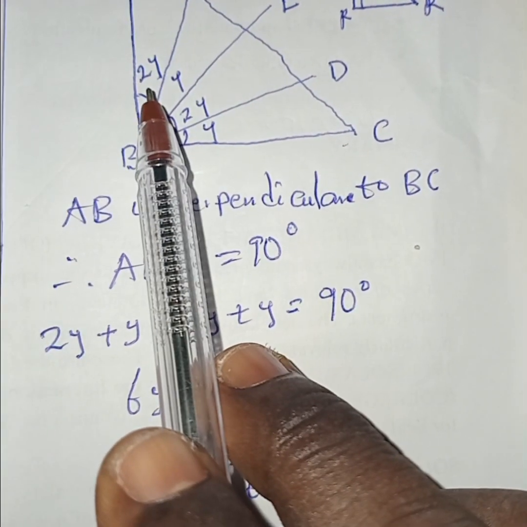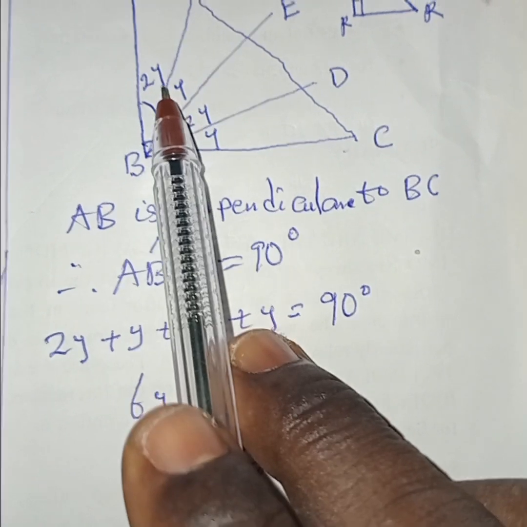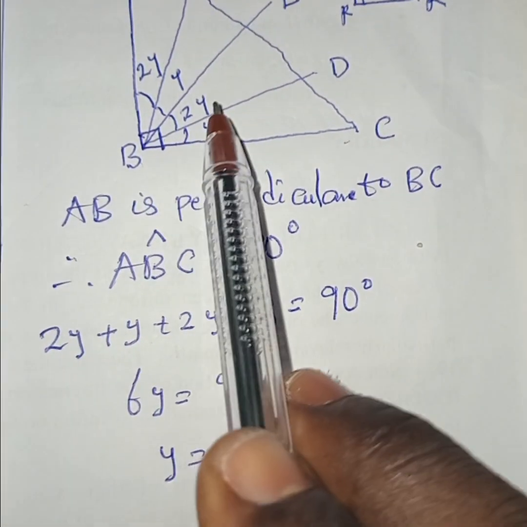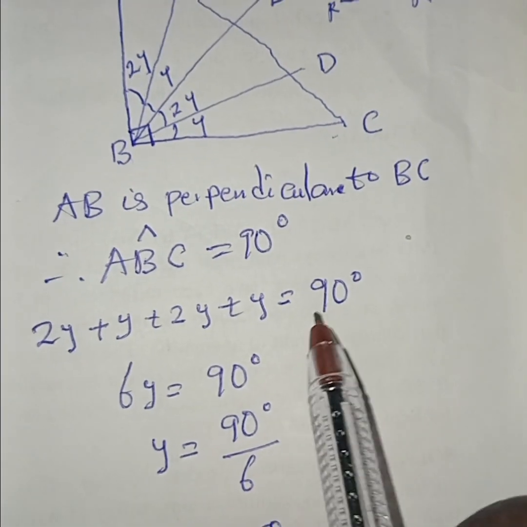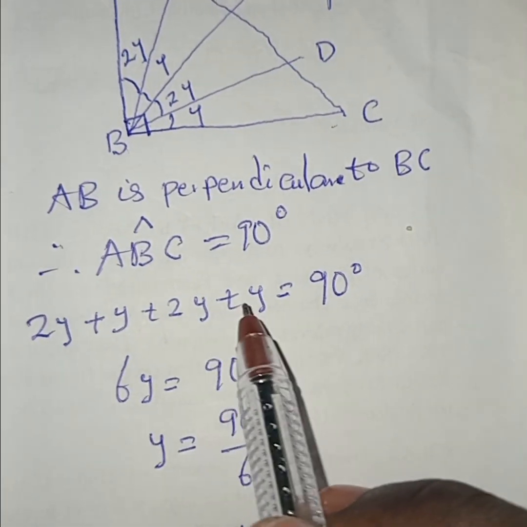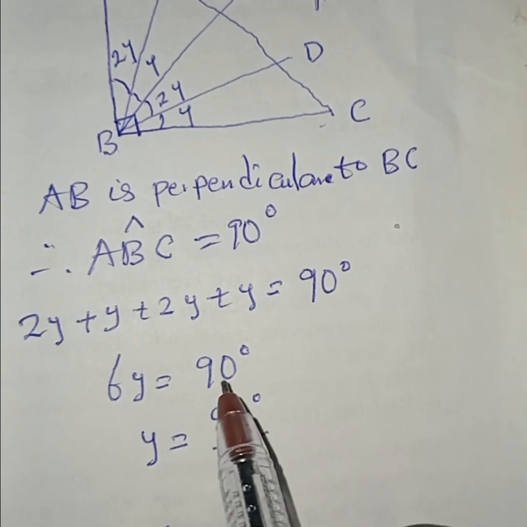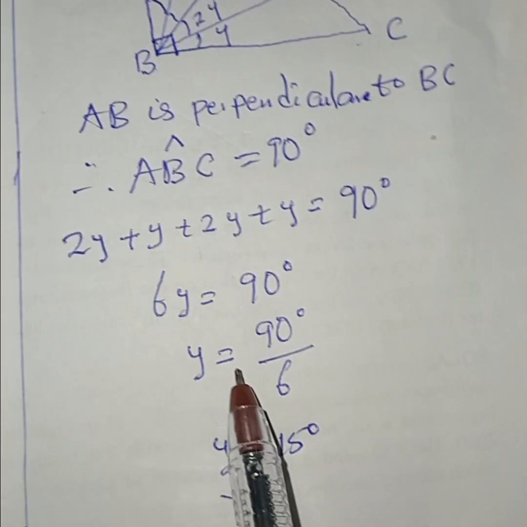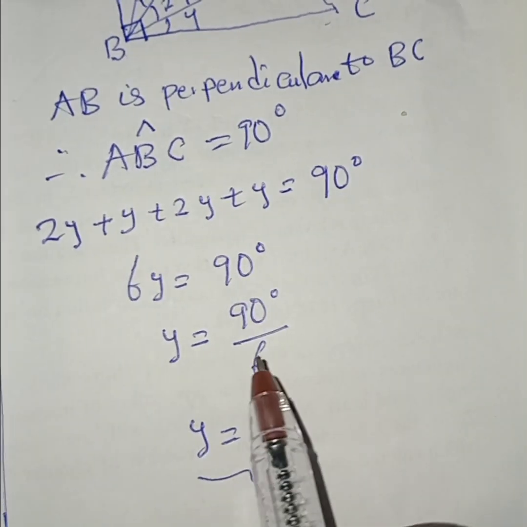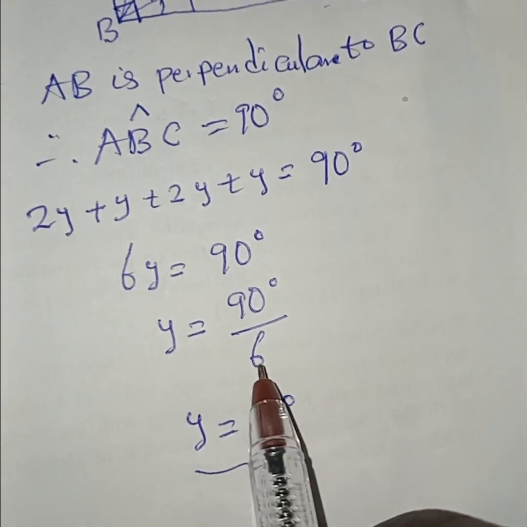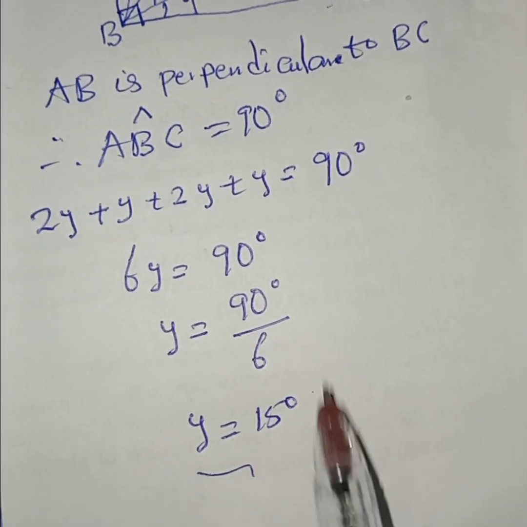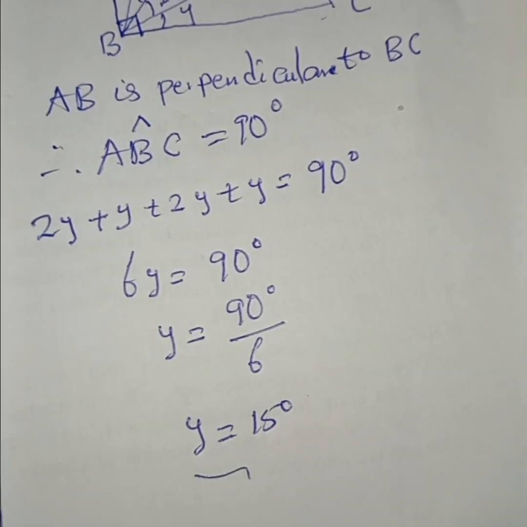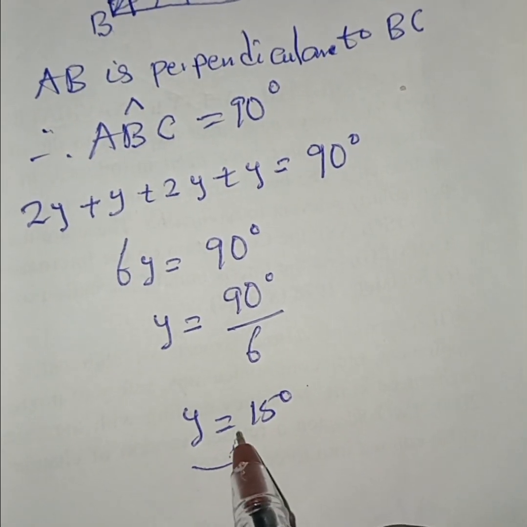So you now say 2y plus y plus 2y plus y is equal to 90 degrees. So if you sum everything together, you have 6y equals 90 degrees, right? Remember, we are looking for the value of y. So 90 degrees all over 6 will give you 15 degrees. You can confirm it with your calculator. So this is our final answer.